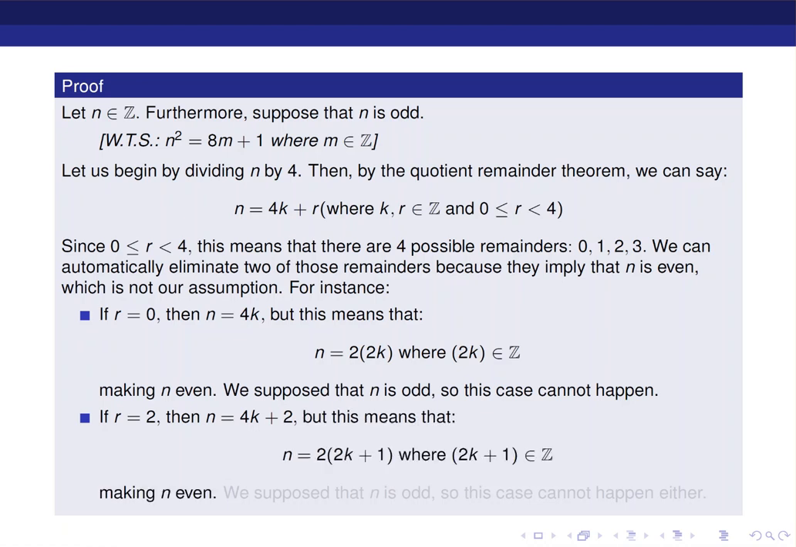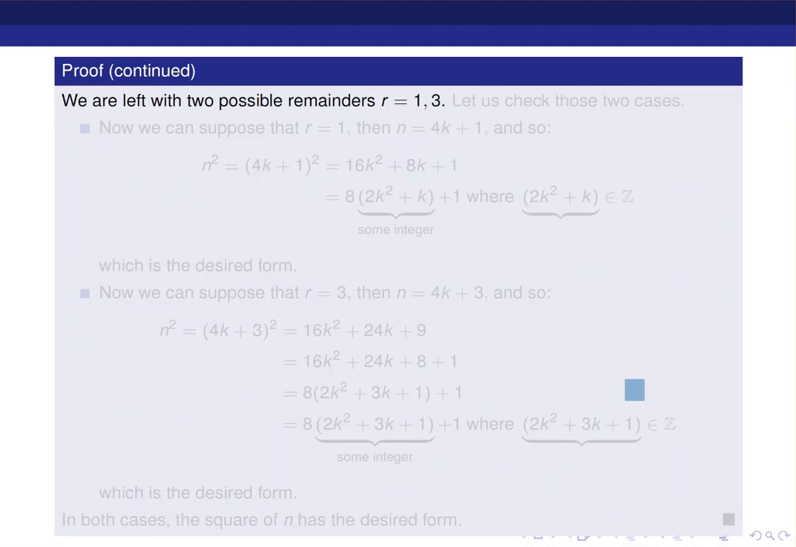That means that n is 2 times 2k plus 1, and 2k plus 1 is an integer, so that means that n is even by the definition of even, but remember, this cannot happen. We had originally started with an n that is odd. So the case with remainder 0 and the case with remainder 2 are automatically eliminated. The n is supposed to be odd. So there remain two cases, the 1 and the 3. And that's what we're going to look at next.